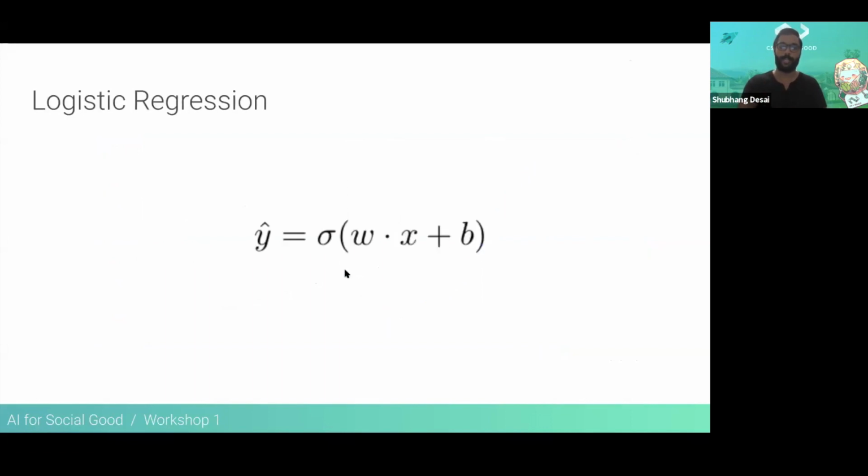So now we're going to change our linear regression model to a logistic regression model. We're going to have y hat, the prediction, equal to sigmoid of weights times input, which is a word vector, plus bias.